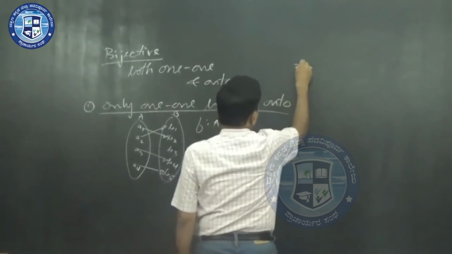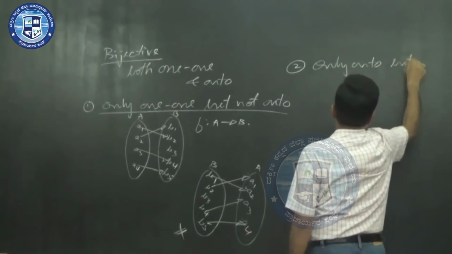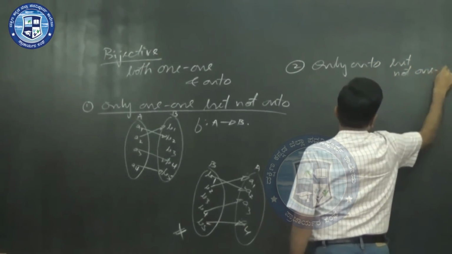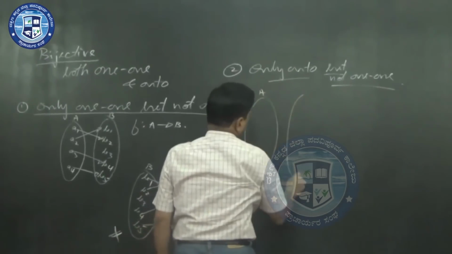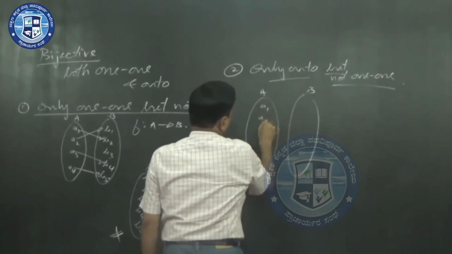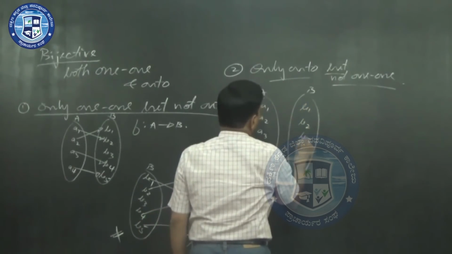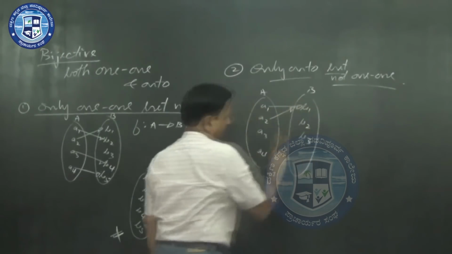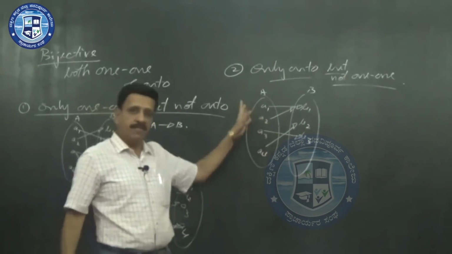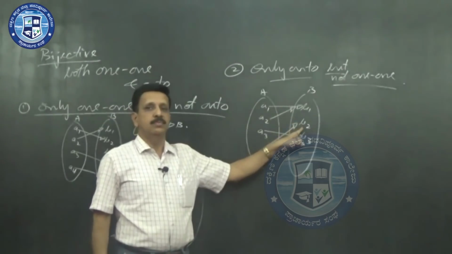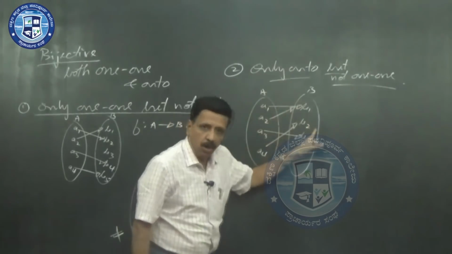Next we will take another example where the function is only onto but not 1-1. Let us see. This is set A, set B, A1, A2, A3, A4, B1, B2, B3. A1 to B1, A2 to B1, A3 to B3, A4 to B2. Definitely this is a function. I am sorry, this is a function and it is an onto function.